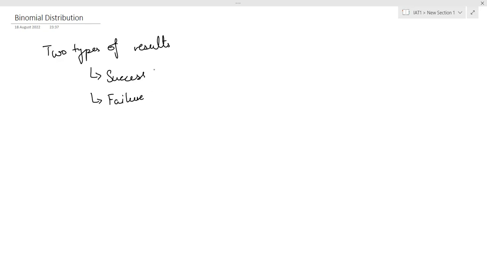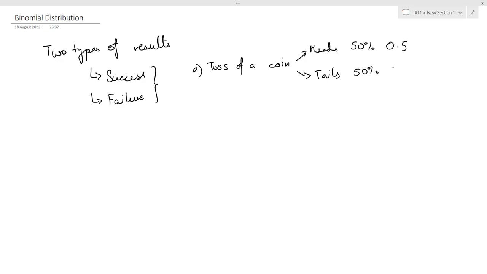What can be the examples of binomial distribution? See, binomial distribution can be any distribution in which there are only 2 outputs. For example, the first example can be the toss of a coin. Whenever we toss a coin, there can be only 2 outputs. It will be either heads or tails. Now, in case of a toss of a coin, both the probabilities are equal, right? Heads is 50%, tails is also 50%. We can write 50% as 0.5. So the probability of heads is 0.5, probability of tails is 0.5.